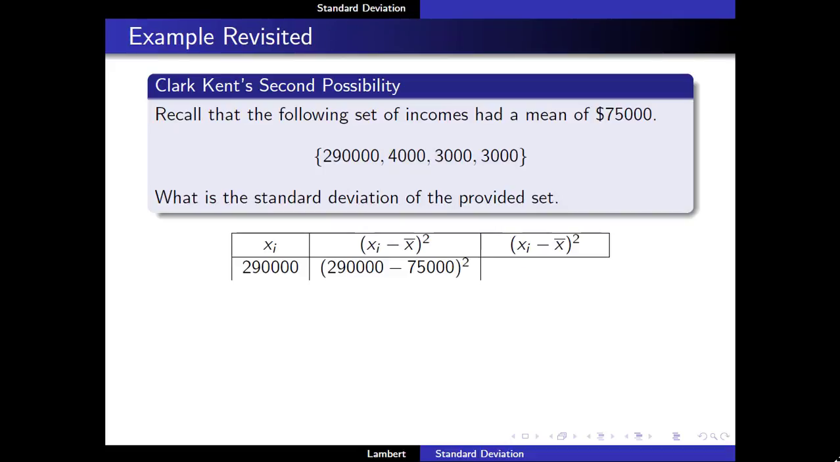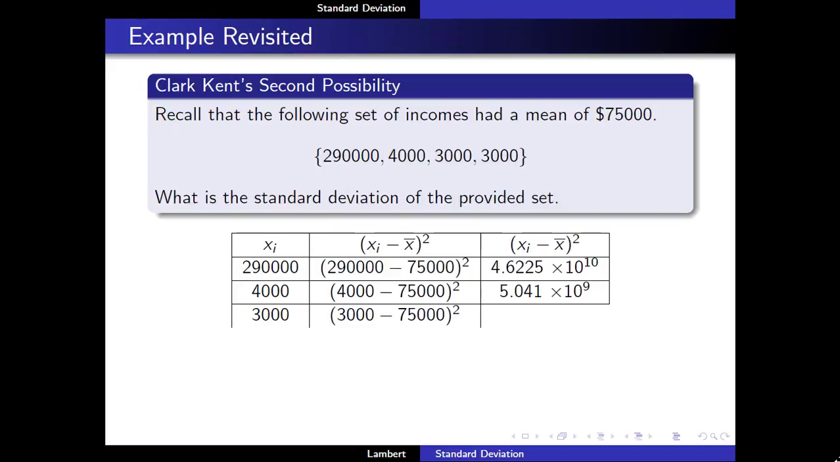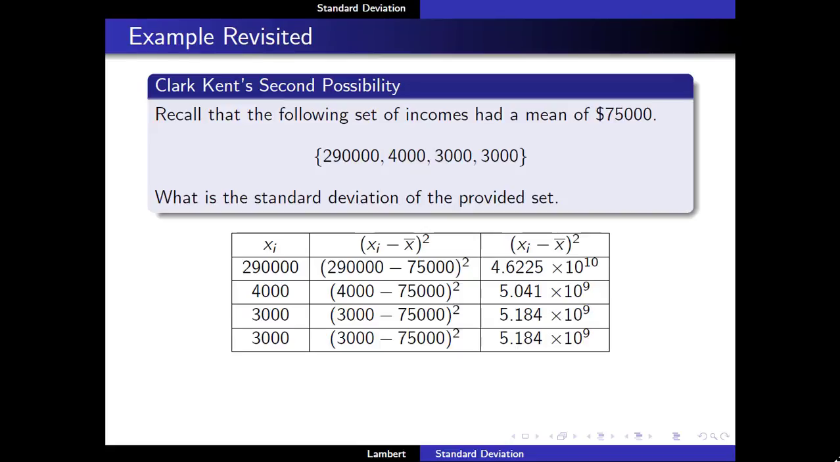When you take 290,000 minus 75,000 squared, this number is going to be so large we can't even fit it on the screen unless we write it in scientific notation. So that's what we're going to do: 4.6225 times 10 to the 10th power. A similar thing happens when we plug in 4,000 and subtract that from the 75,000 and square it, because 75,000 is our mean. We finish with 5.041 times 10 to the 9th power. 3,000 is more of the same, and remember we have that for the last two pieces. When we take 3,000 minus 75,000 and square that quantity, we get 5.184 times 10 to the 9th. Both of those last pieces are still at 10 to the 9th.